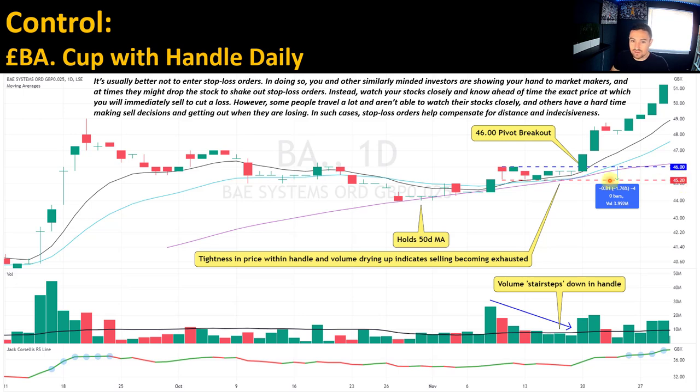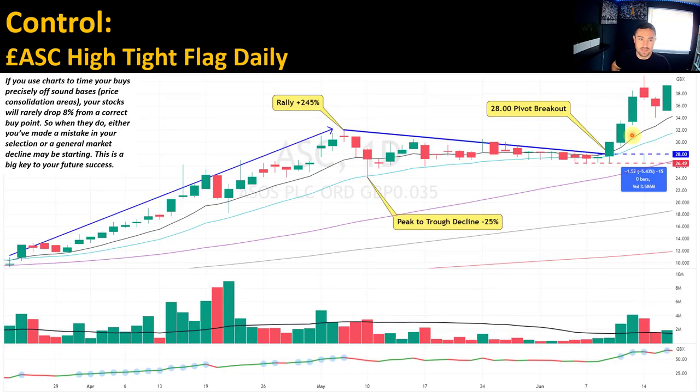From 46 down to 45.20, which is a penny underneath this handle here, is 1.76%. So do we need to have a 7 or 8% stop loss all the way down here somewhere? No, it doesn't make any sense. We don't need to. So this is where looking for those tighter pivots that form on the charts can then help you create more asymmetric risk versus reward trades. Let's do a few more.